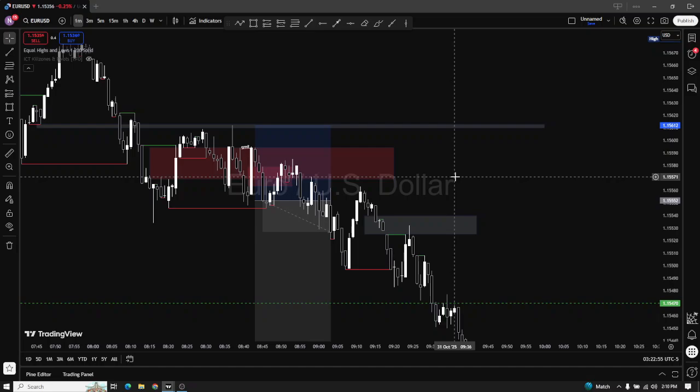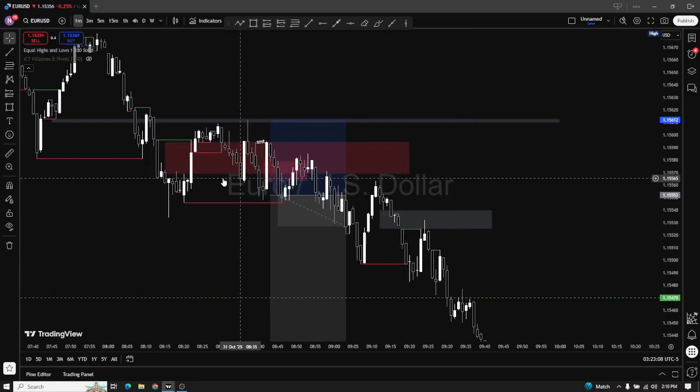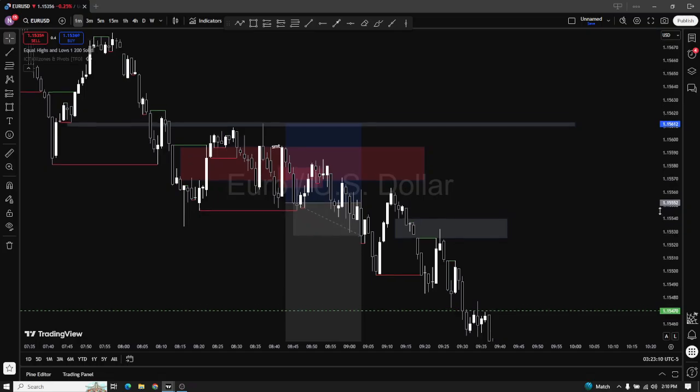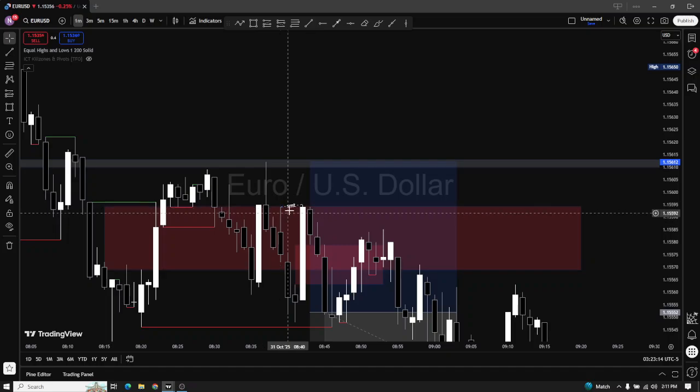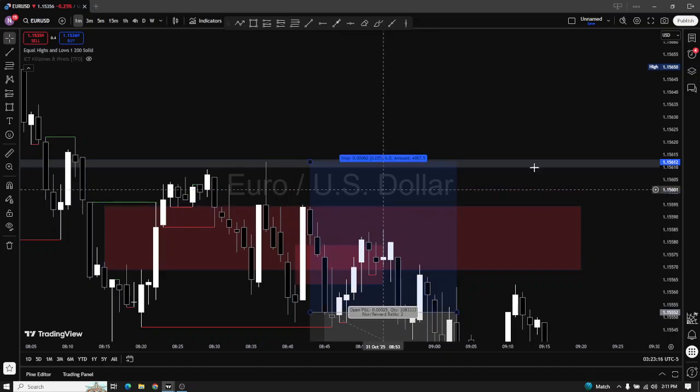Once the market taps into a higher time frame imbalance like the 15-minute, 1-hour time frame, I shift into 1 minute or 3 minutes to find SMT divergence. At this point we can see this SMT divergence over here on EUR/USD and DXY. So let me remove this.